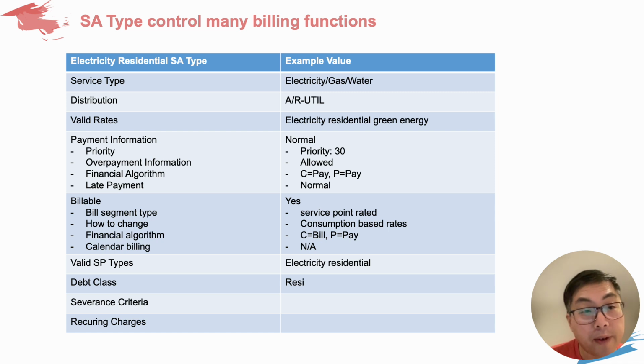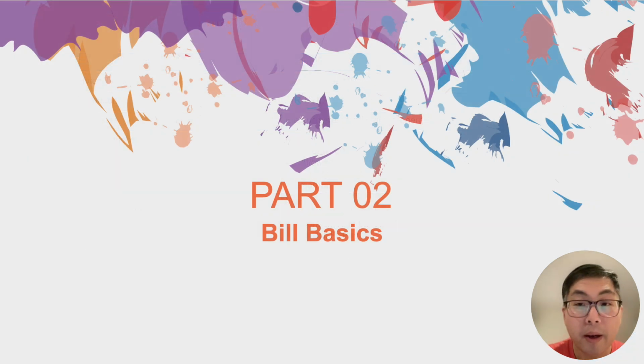And also you can define severance criteria for when we start the collection process, and also a recurrence charge. All this information could be allocated and configured on the service agreement type for different purposes, but all related to billing. Okay, so next we have a look at the bill.